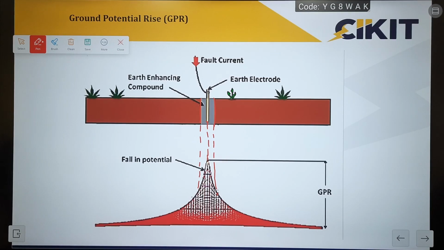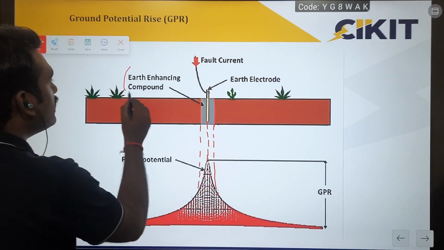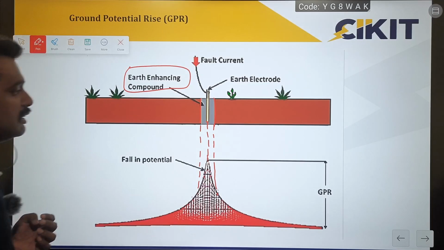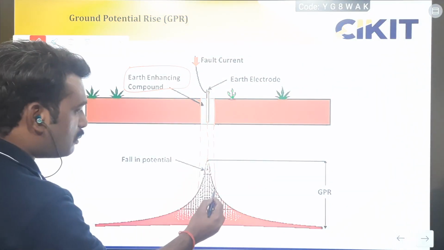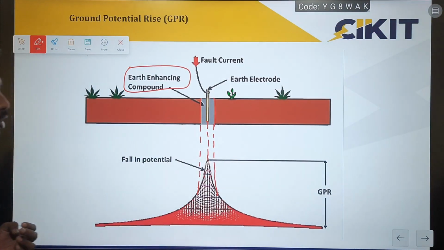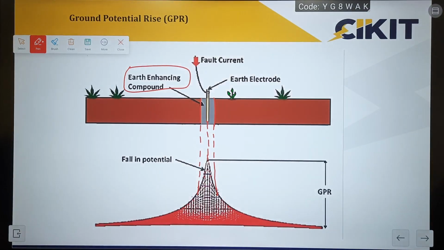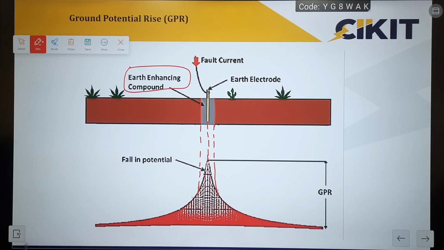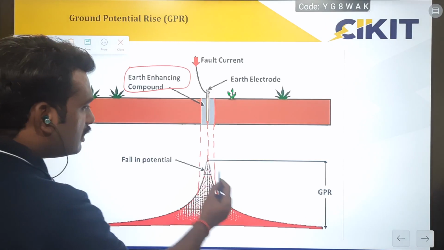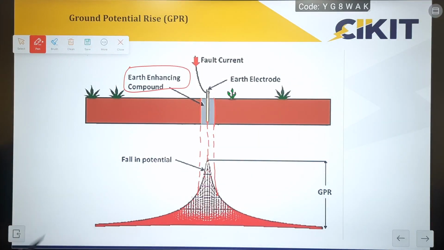We will be providing a highly conductive earth enhancing compound surrounding this earth electrode, because the maximum of potential will be dropping at that particular location only. So we will be providing a highly conductive material at that point. So this difference in potential is called as ground potential, right?